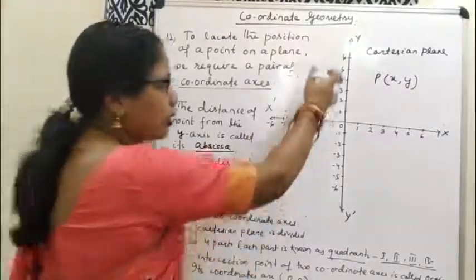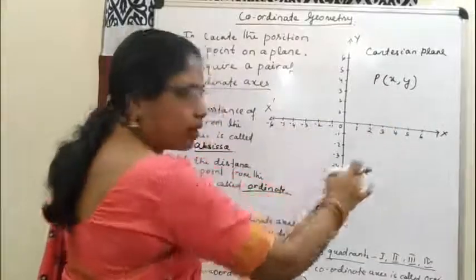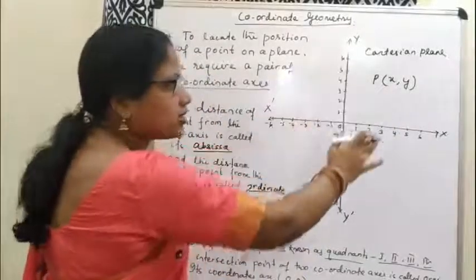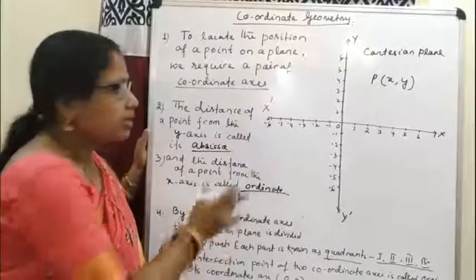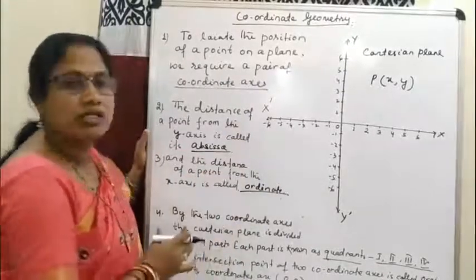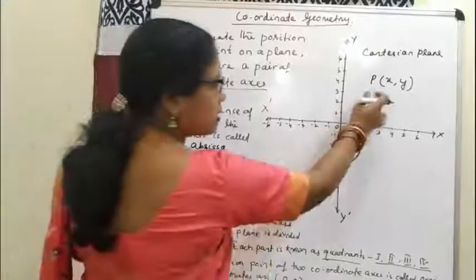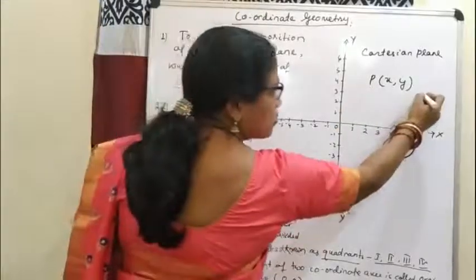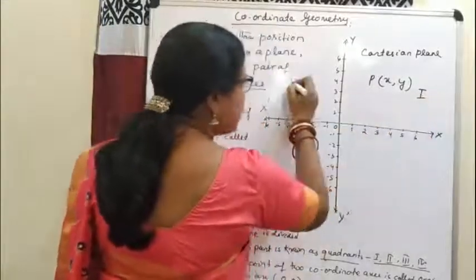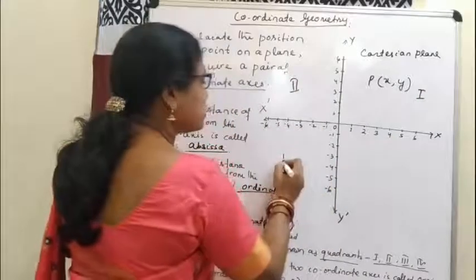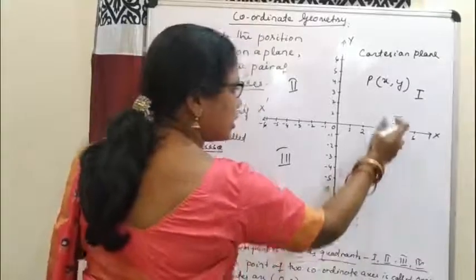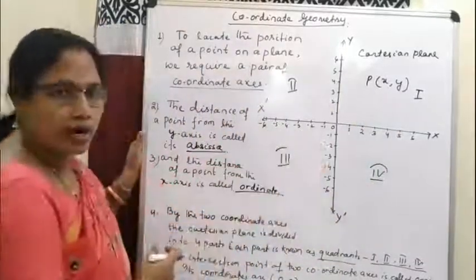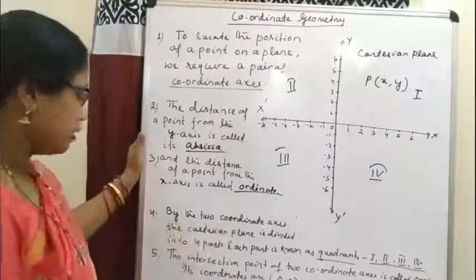By the coordinate axes x and y, the whole Cartesian plane is divided into four parts. Each part is known as a quadrant. So that means there are four quadrants. This is our first quadrant, this is the second quadrant, this is the third quadrant and this is our fourth quadrant. So there are four quadrants in a Cartesian plane.